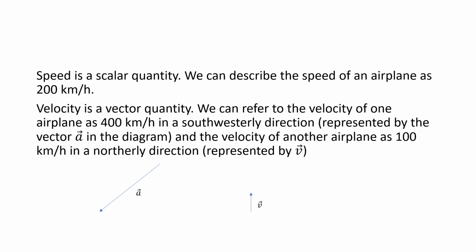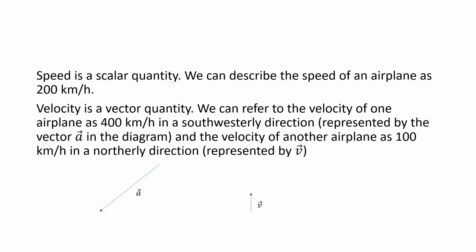Now, as mentioned earlier, speed is a scalar quantity. We can describe the speed of an airplane as 200 kilometers per hour. Velocity, however, is a vector quantity. We can refer to the velocity of one airplane as 400 kilometers per hour in a southwesterly direction, and that would be represented by the vector A in the diagram down below.